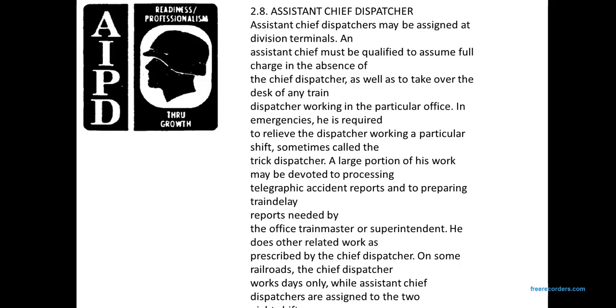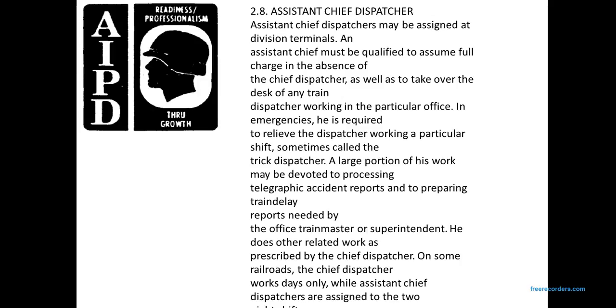2A, the assistant chief dispatcher. The assistant chief dispatcher assigned to the division must be qualified to assume charge in the absence of the chief dispatcher, as well as take over the desk of a trained dispatcher during particular office emergencies. If required, the relieved dispatcher would in particular sometimes be called the trick dispatcher.